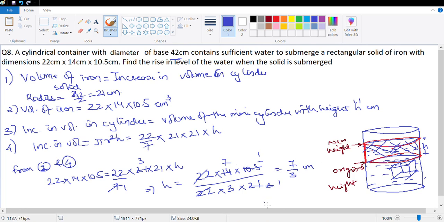Therefore increase in level is equal to 7 upon 3 centimeter, which is equal to 2 and 1 upon 3 centimeter, which is equal to 2.33 centimeter, depending upon the unit that you want to write this in.